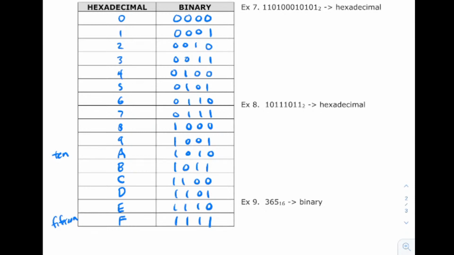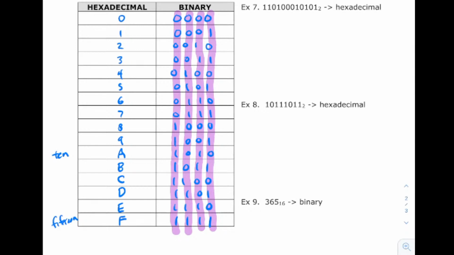And again, I point out this pattern. In the 1s column, we go 0, 1, 0, 1, alternating. In the 2s, we go 0, 0, 1, 1, 0, 0, 1, 1, and so on. In the 4s place, we go 0, 0, 0, 0, 1, 1, 1, 1, then repeat. And then in the 8s place, we go 0, 0, 0, 0, 0, 0, 0, 0, 1, 1, 1, 1, 1, 1, 1, 1.